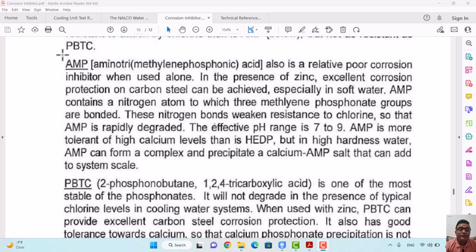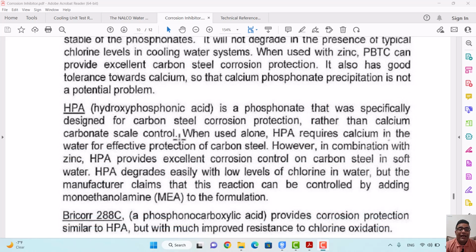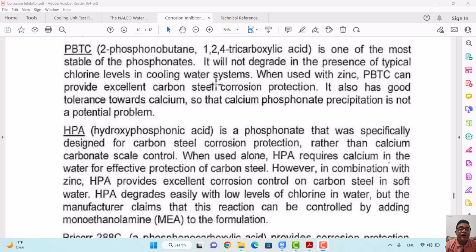The same happens to AMP. But AMP is more resistant to high amounts of calcium, but at the end it's going to impact its corrosion control power. This is not a problem for PBTC. The amount of calcium in the water system is not a problem for PBTC, and it's not going to impact the PBTC performance against corrosion reactions. And of course, HPA requires calcium in order to create that protection of carbon steels. And as I said, it is the most degradable one against high levels of chlorine.